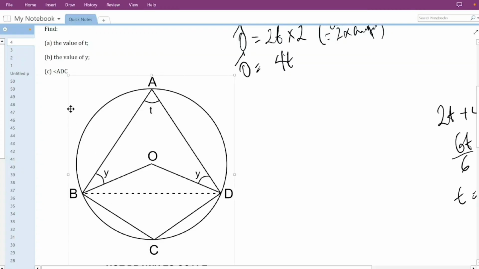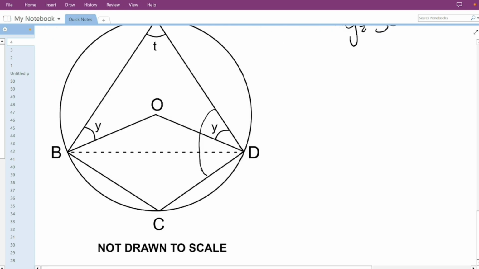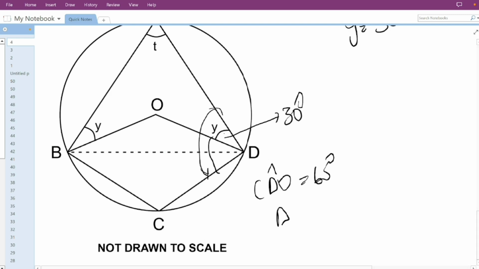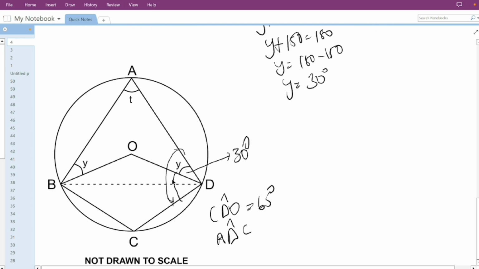For the third question, we are asked to find angle ADC. Note that we are looking for this big angle, and we know this angle y is 30 degrees, and we figured out that this angle here, that's angle CDO, is 60 degrees. Then we can add the 2 angles together to get the total angle, from D, A to C. This big angle is therefore the addition of this angle and this angle. This is 30 degrees, and we figured out that this is 60 degrees.